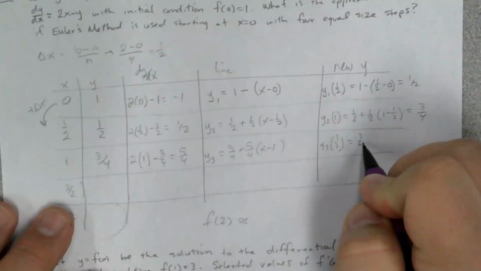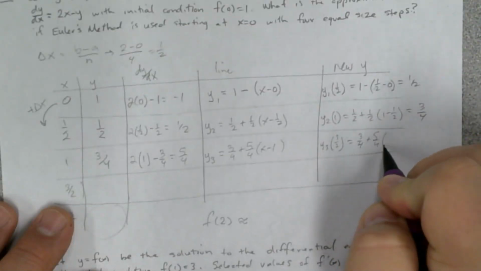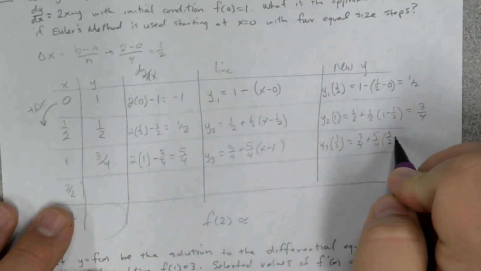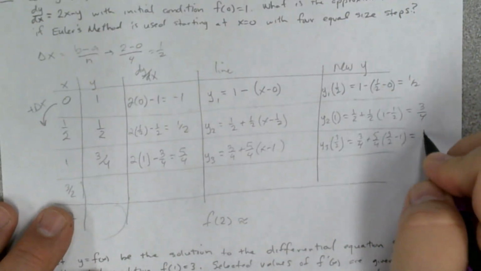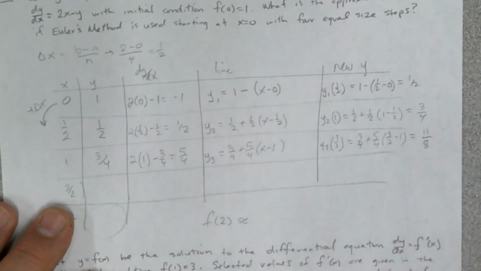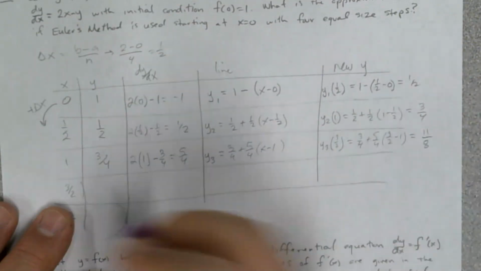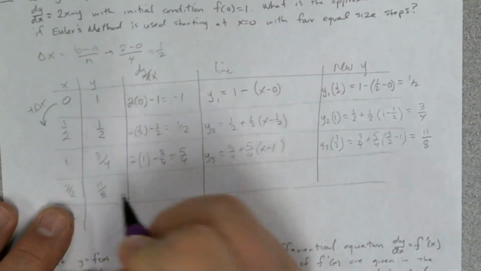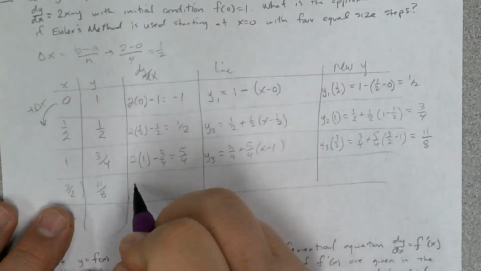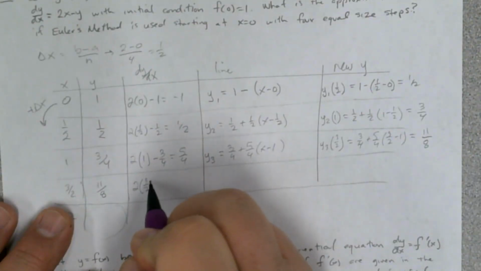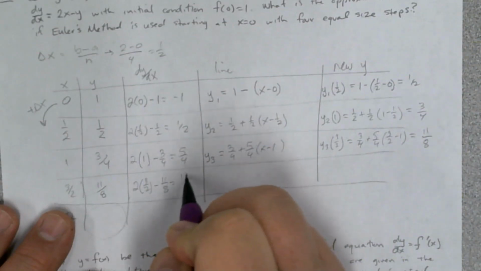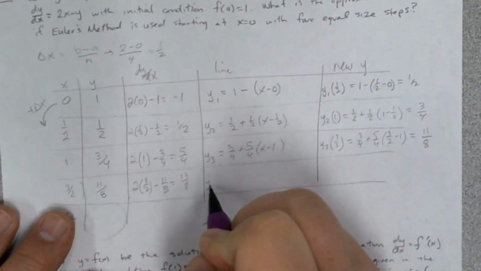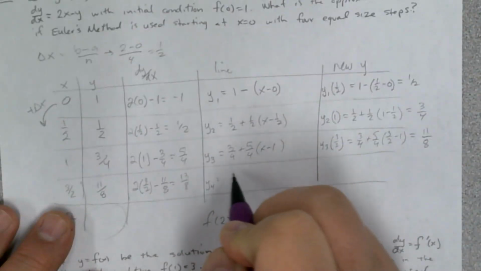So we have 3/4, 5/4, 3/2, minus 1. And you can work all this out and you should get 11/8. And there we go, last round. So now we do it again. And then we have minus 11/8. You work this out, you'll get 13/8. Here's my new one. 11/8.